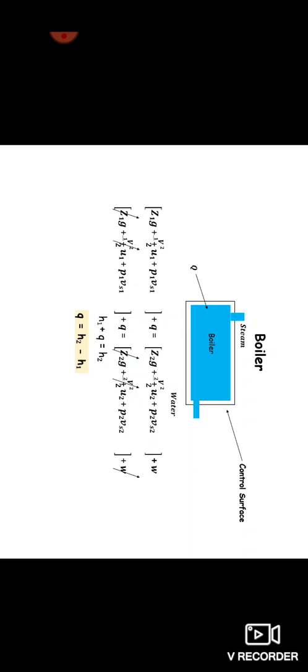Similarly, for a boiler, we find that z1 g plus v1 square by 2 plus u1 plus p1 vs1 plus q is equal to z2 g plus v2 square by 2 plus u2 plus p2 vs2 plus w. Cancelling all the terms on both sides, we have h1 plus q is equal to h2, where q is equal to h2 minus h1.